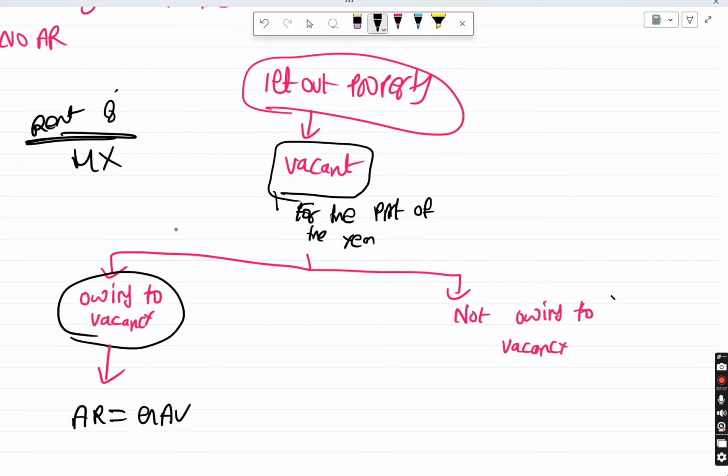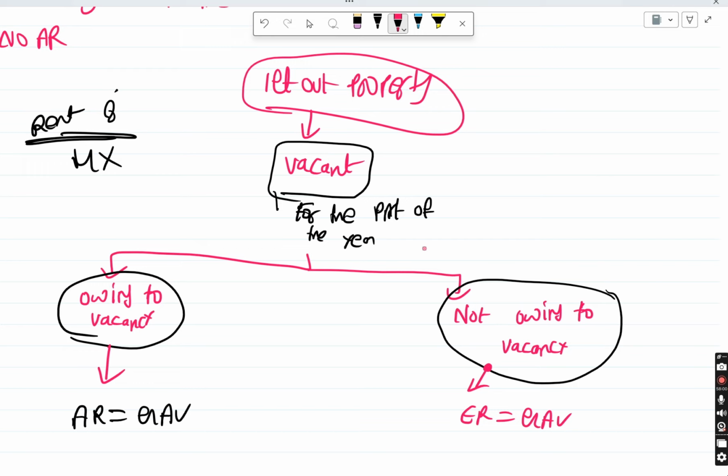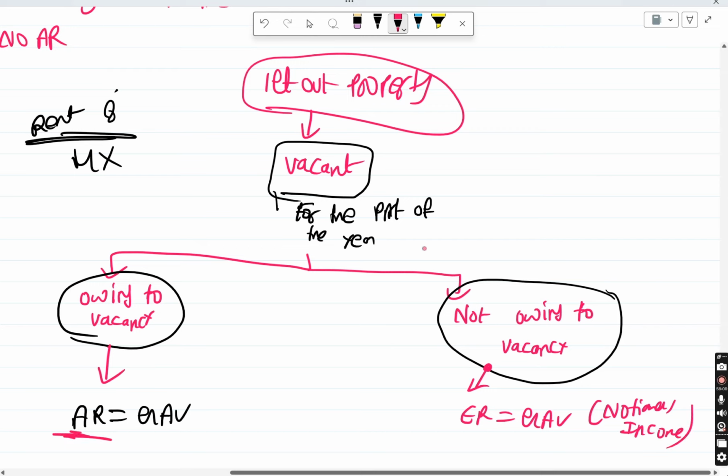But if it is not because of vacancy, but because of some other reason, that means people are willing to occupy the house, but you did not give your house to them. Why you did not give, that is not required for us anyway. They will mention this part in the question itself. I will explain this while doing the question. Then we will take expected rent is equal to GAV. Again here we are taking notional income because we don't care what your actual rent is, right? Why you did not give, why there is a vacancy, it is not because of the vacancy. Then I will take expected rent is equal to GAV.